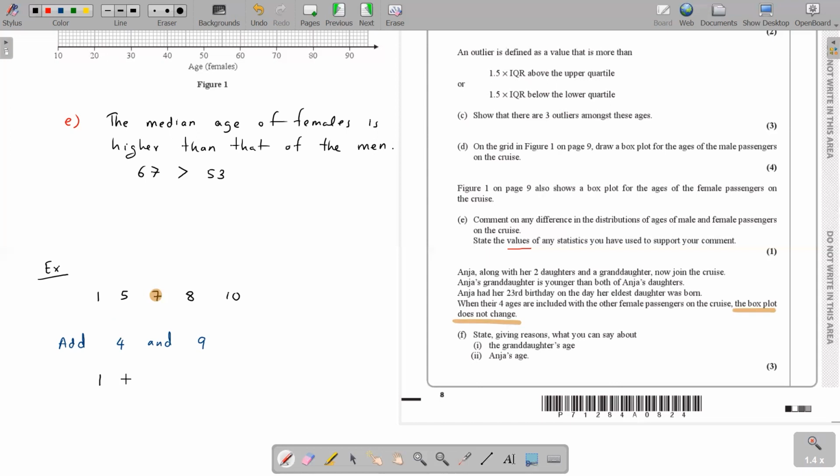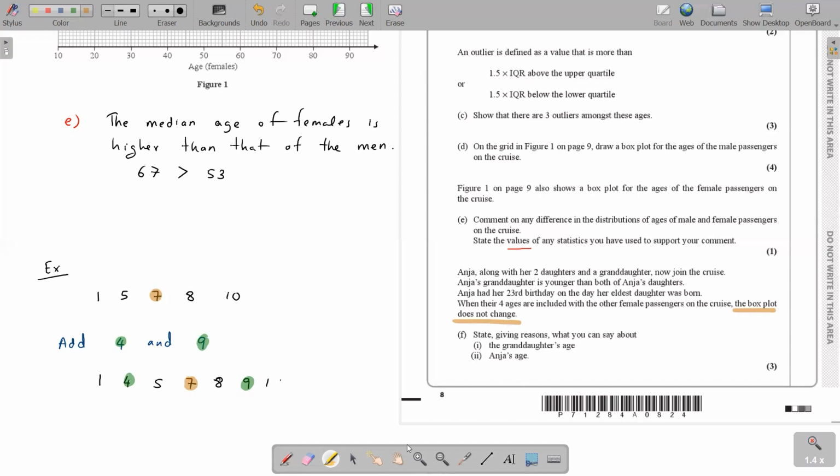It's going to be 1, 4, 5, 7, 8, 9, 10. So these 2 new points are coming to these 2 places. Do you see? 4 and 9 are now included. Okay, now check the median. Does it change? No, right? Do you see the median is still 3 here, 3 here? The median is still the same. So do you see I have added 2 extra values and yet my median has not changed.